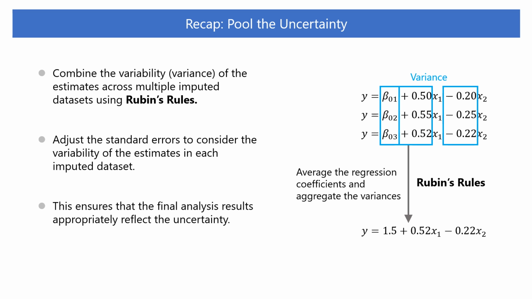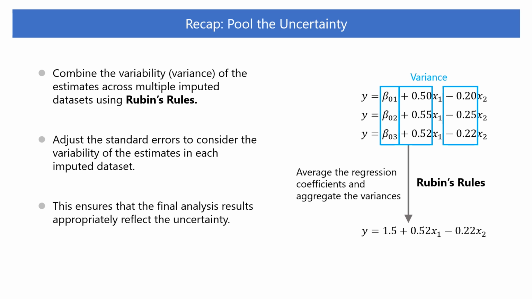Pooling the uncertainty is a process of combining the variability of the estimates across multiple imputed datasets. In this step, we do not simply take the mean of the regression coefficients, but rather, we adjust the standard errors to consider the variability of the estimates in each imputed dataset.